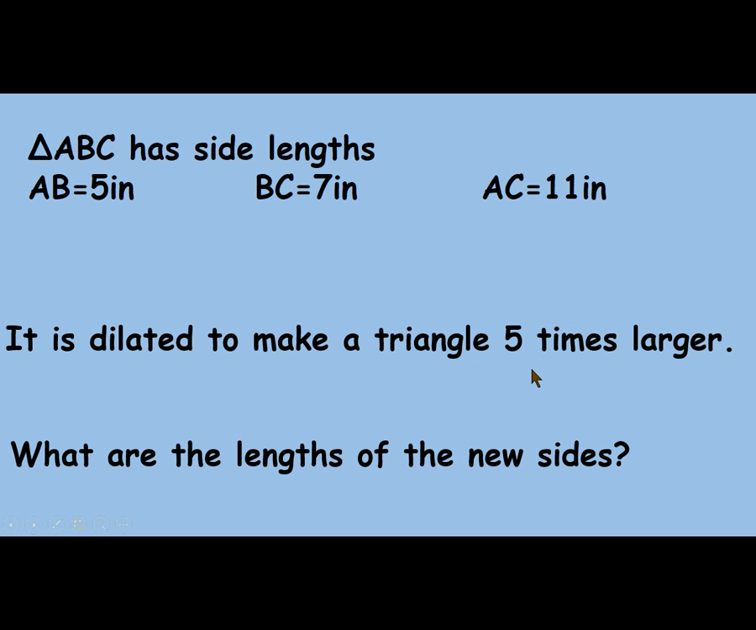The number that we're multiplying by is called the scale factor. So in this case, side A prime B prime, we do 5 times 5 and get 25. B prime C prime, 7 times 5 is 35. And A prime C prime, 11 times 5 is 55.